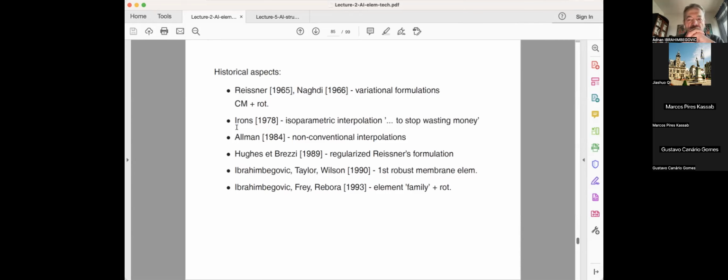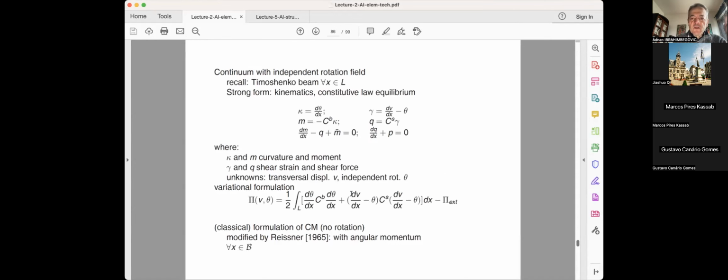He said, okay, forget it, stop wasting money. And the non-conventional interpolations were devised along those lines. Allman was doing this, and then there was the regularization of the Reissner formulation, and maybe one of the papers from my postdoc with the biggest citation was this robust membrane with drilling rotation, which we perfected later on. So here's what we call the Timoshenko beam model. We have a measure of the bending strain, the rotation theta of the cross-section derivative with respect to x, and the shear strain, the derivative of the transverse displacement with respect to x minus theta.